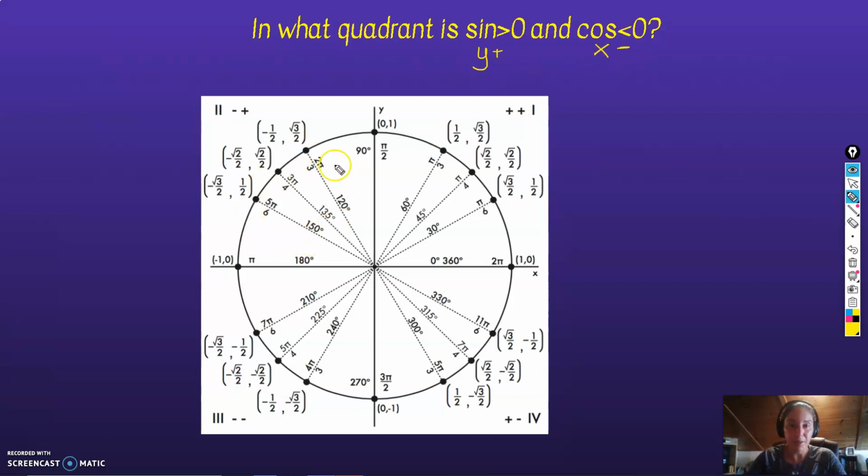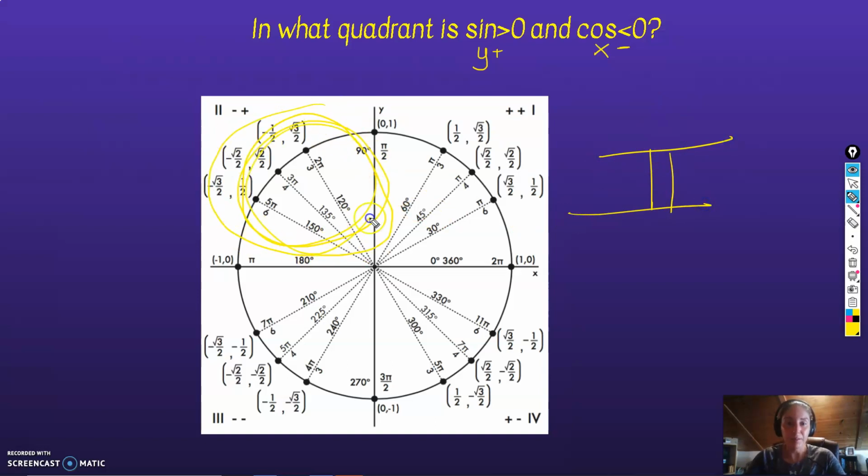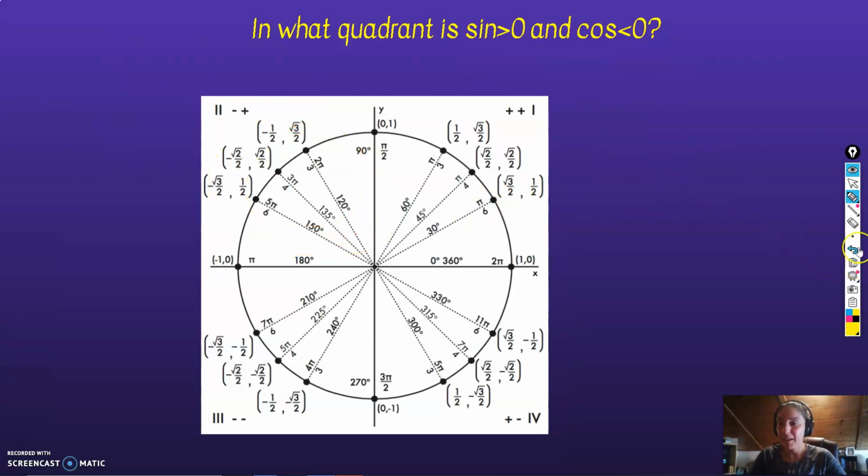Well, it's in this quadrant over here. It also tells us here cosine is negative and sine is positive. So in what quadrant? Quadrant 2. In this whole quadrant right over here, all cosines are negative and all sines are positive. Alright, so that was number 1.